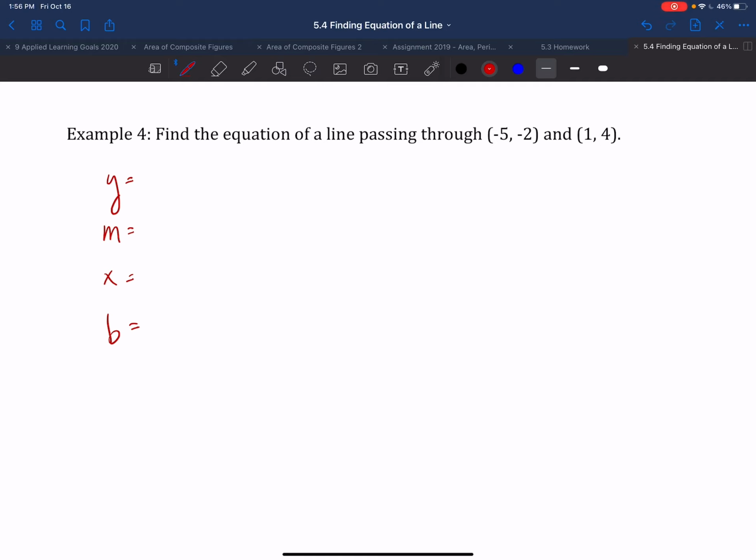I kind of know y. I can pick one of these things. There's an x and a y here. That's x and y. That's also x and y. But I don't know m and I don't know b. So I've got to do something to figure that out.